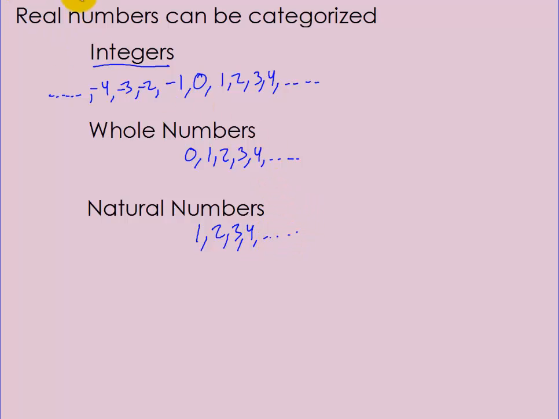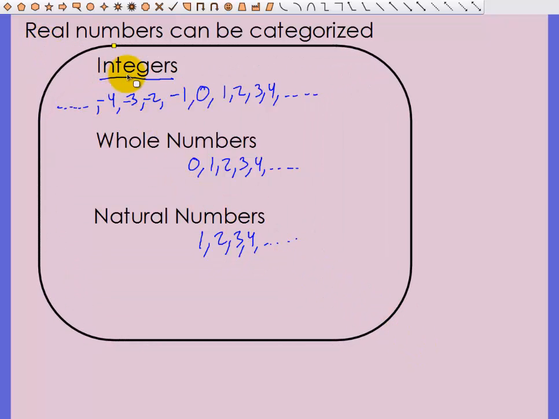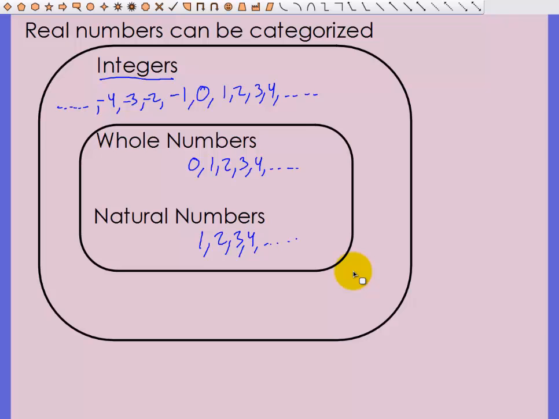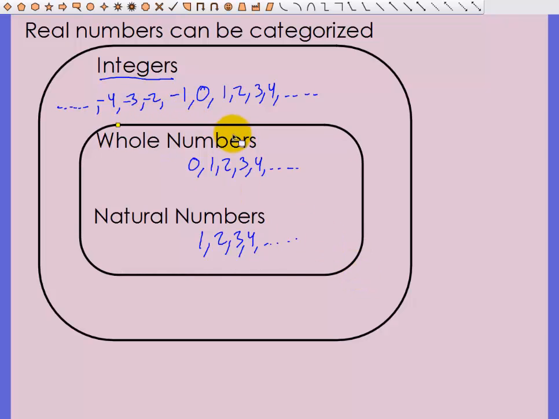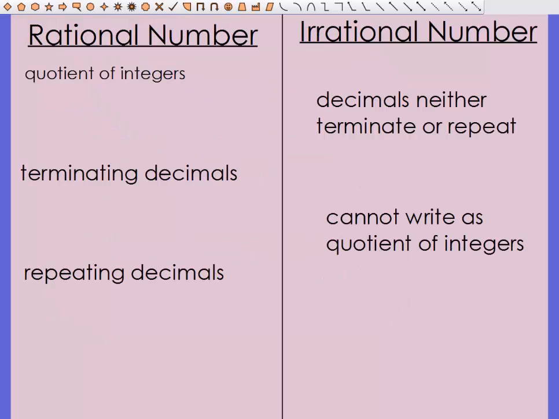Now, I said this word subset. What this means is that integers are all these numbers here, so it's everything. Whole numbers are a subset of integers because they have some of the integers but not all of them. And natural numbers are a subset of the whole numbers and of the integers, because they cover 1, 2, 3, 4, which whole numbers and integers have, but they don't have all the extras. So that's what subsets are.